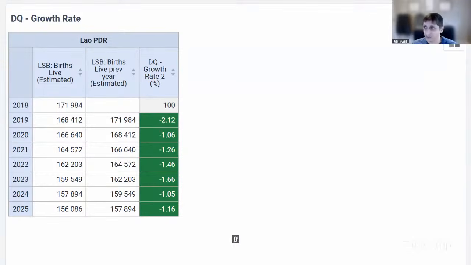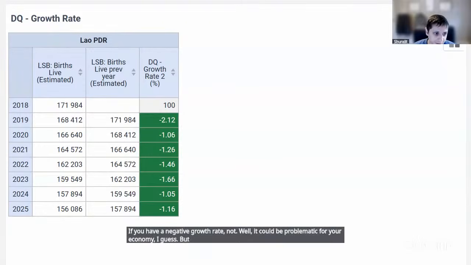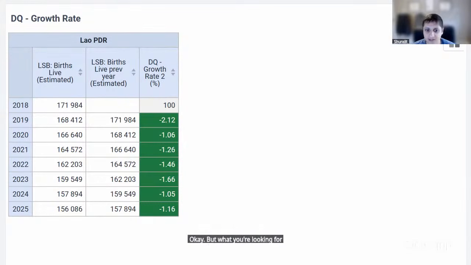If you have a negative growth rate, well, it could be problematic for your economy, I guess, but you could talk to a demographer about that. That just means your population is decreasing based on birth rate. If you have a positive growth rate, that means your population is increasing over time. Okay, but what you're looking for, once again, are differences of 10%.